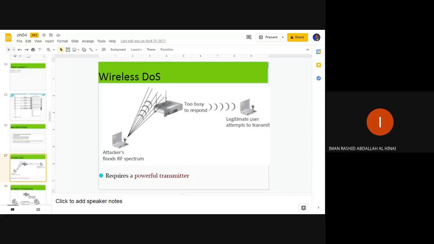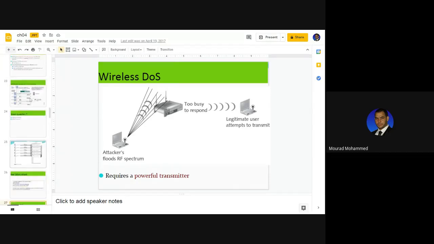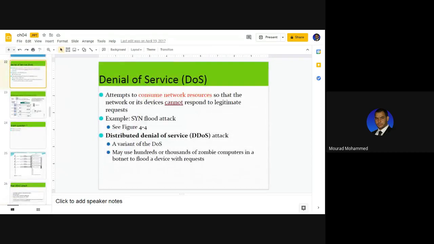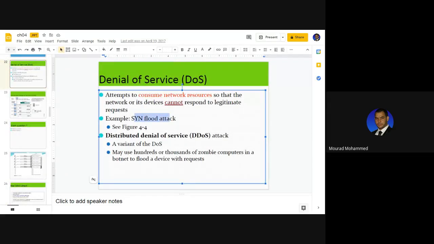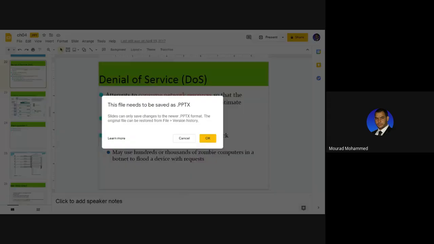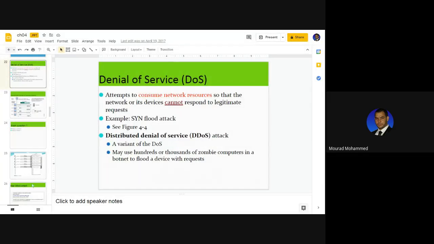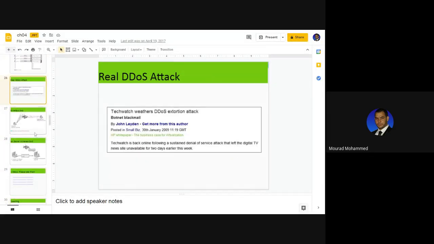Great. The denial of service is not only web-based or only like the example we gave here, the SYN flood attack. Not only that, but there are so many versions of the DoS attack. Amongst them, the wireless DoS.